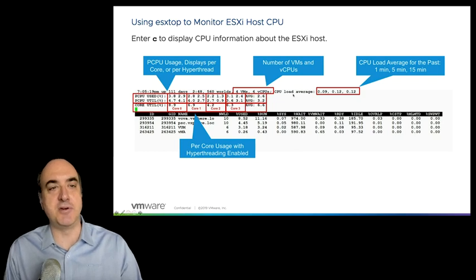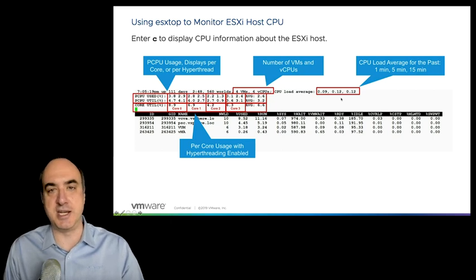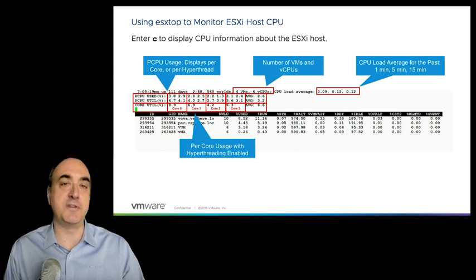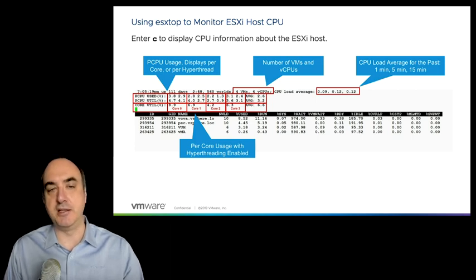You also have this CPU load average. This is a great headline view of getting an idea of how loaded that ESX server is. The CPU load average is broken into 3 fields. The first one on the left is telling us the load average for the past minute. The next one is for the past 5 minutes. And then the third one on the right is for the past 15 minutes. So you can get a little bit of a historical load average here.